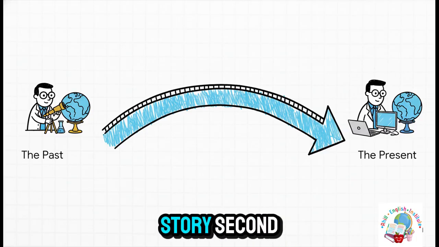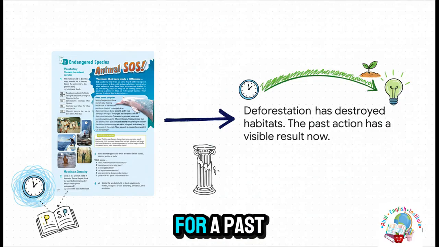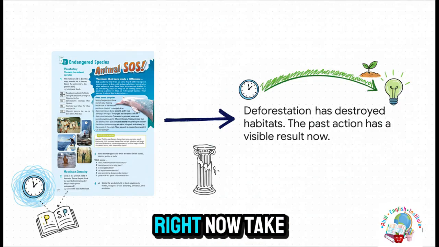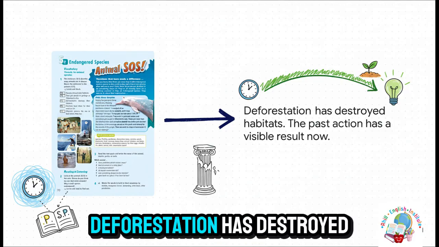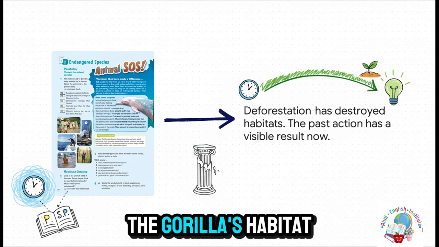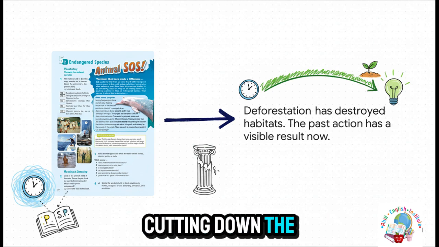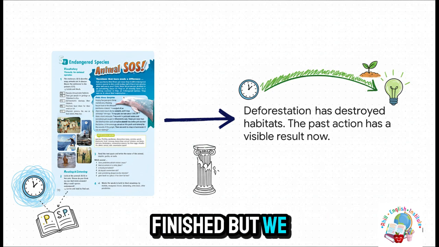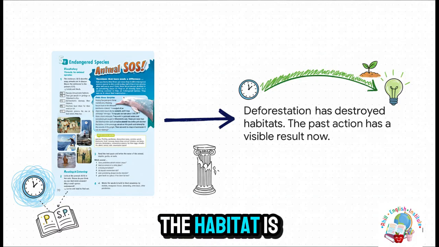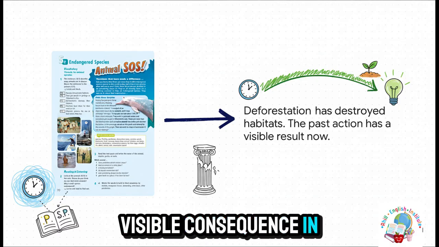It's an ongoing story. Second, we use it for a past action that has a result we can see right now. Take a look at this. Deforestation has destroyed the gorilla's habitat. The act of cutting down the trees, that might be finished, but we see the result right now. The habitat is gone. That past action has a direct, visible consequence in the present.